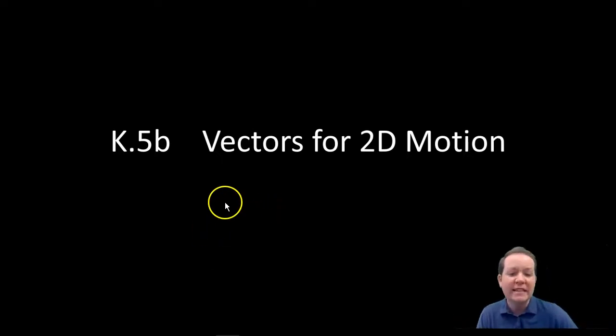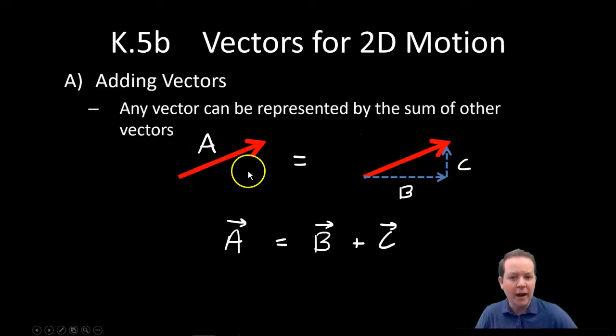Hey everyone, welcome back. This video is a continuation from our last K.5 video that was introducing the idea of analyzing a scenario that's happening both horizontally and vertically. What we're going to do in this video is look at the reasoning why and how we are able to still use our horizontal and vertical motion equations. That's what we hope to cover. Okay, so let's go ahead and dive right in.